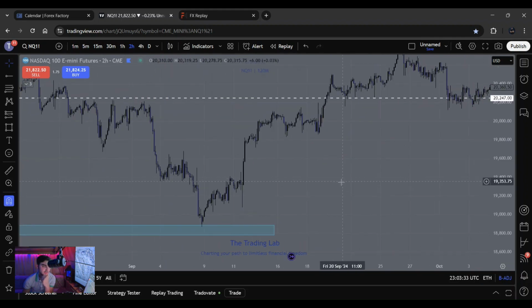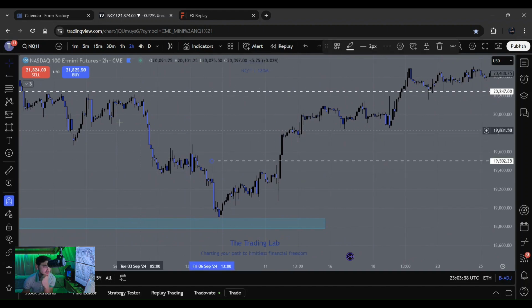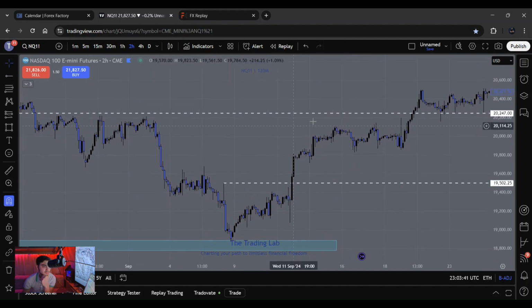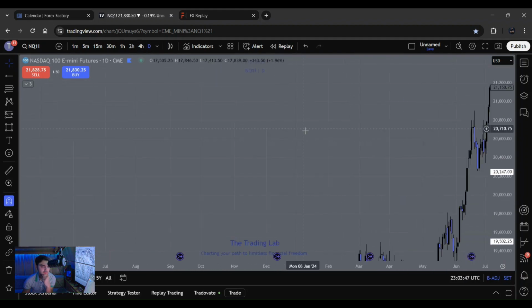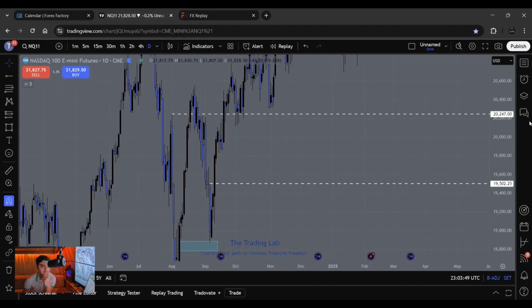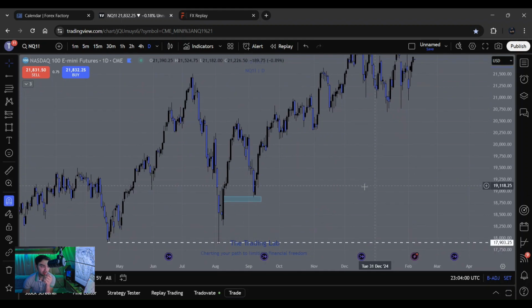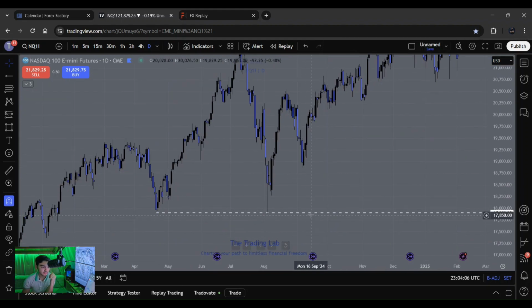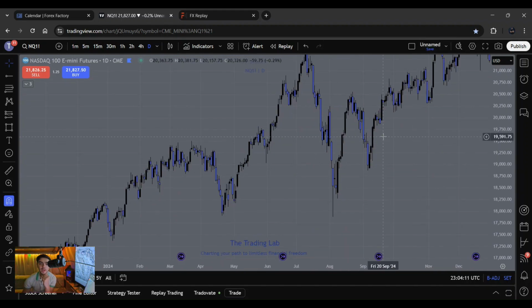Where do we go next? Oh, lo and behold, these highs. This fair value gap. And these highs. The price only moves between highs, lows, and fair value gaps. I really need you to understand this because it is literally the only thing that moves the market. Fundamental data, yeah, sure, it moves the market, but where does it go?